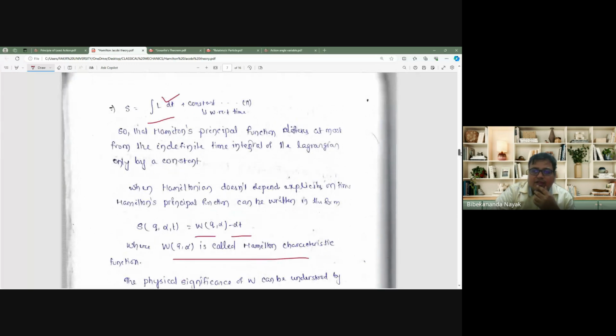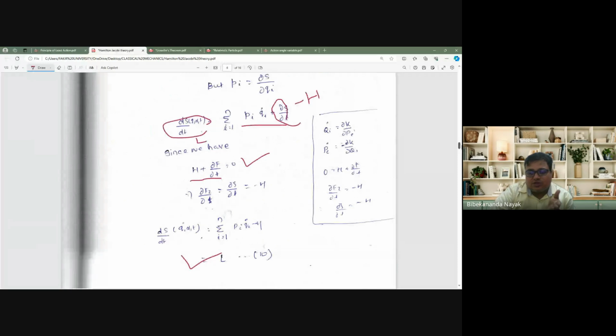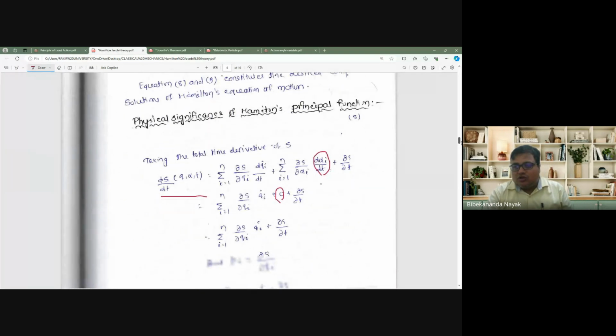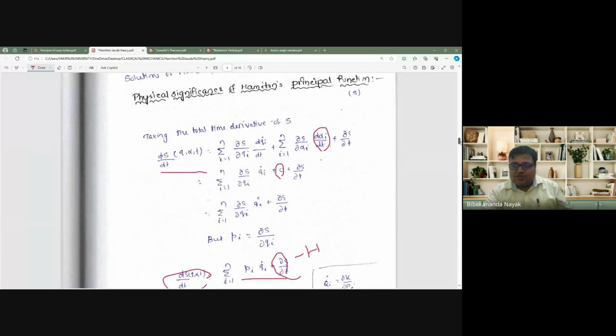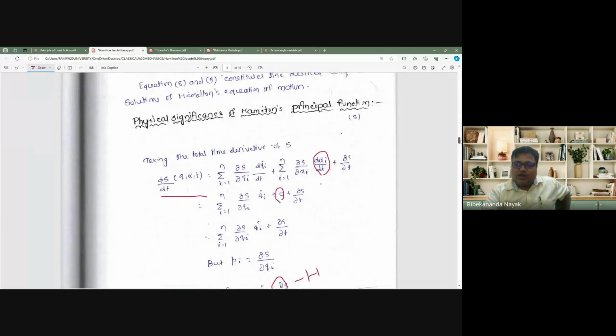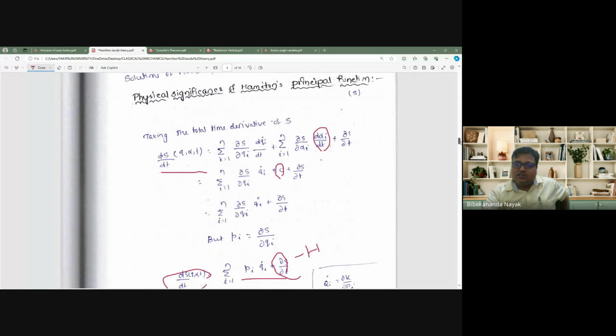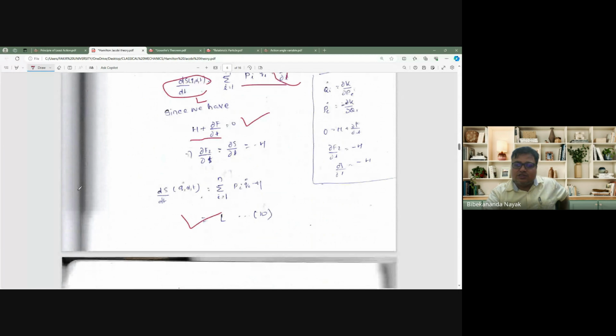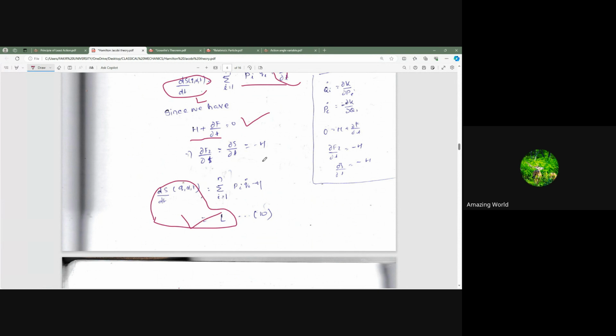And what is the principal function and its physical significance? Any doubt? So S is the principal function, and when you find its significance, you have to take a derivative, dS by dt, which is actually the Lagrangian. Any doubt? Hello? No, sir. It is a simple function.